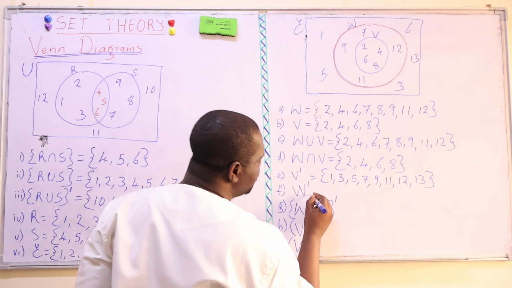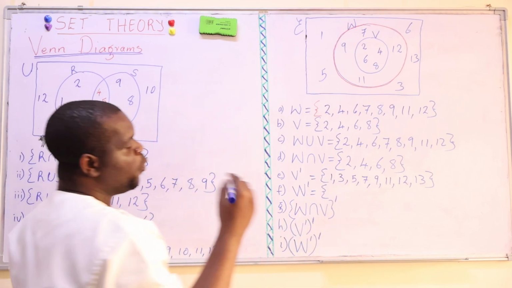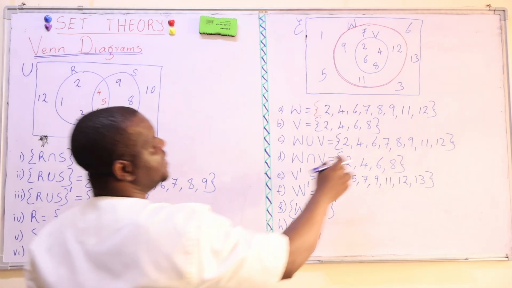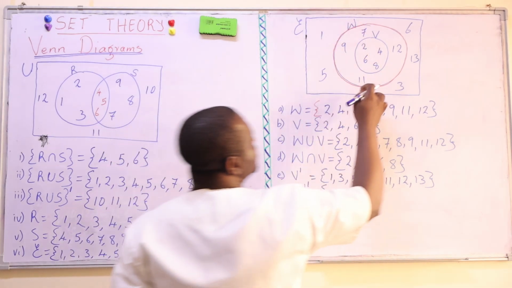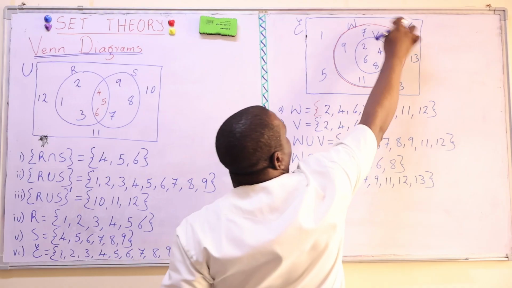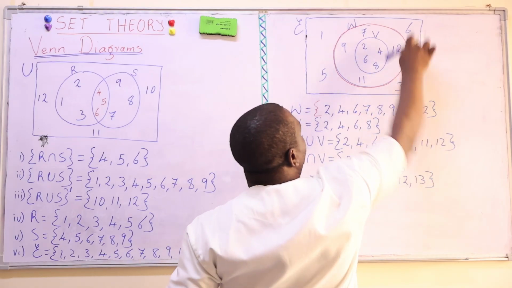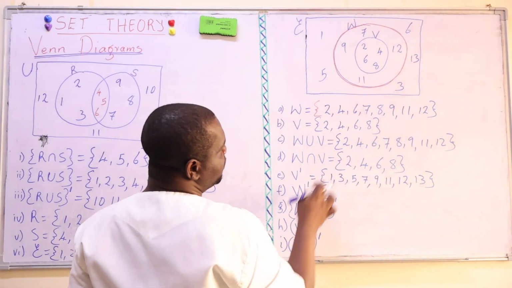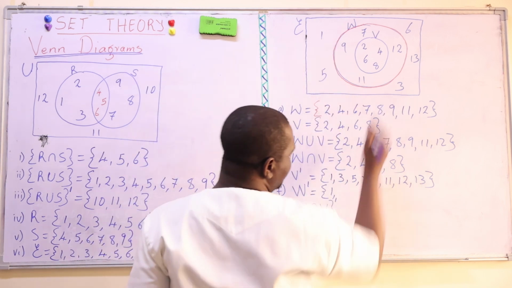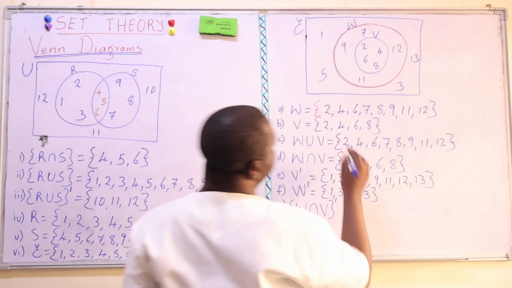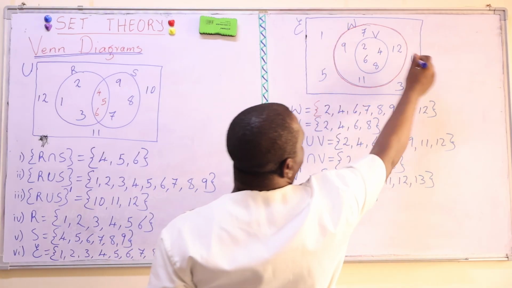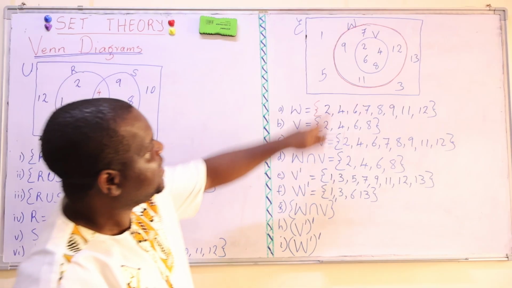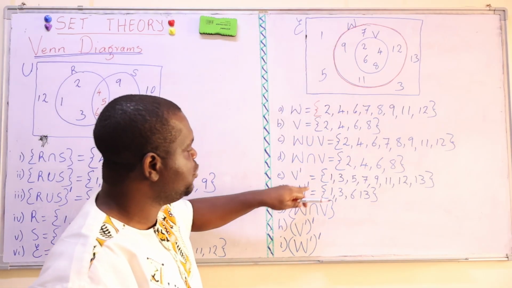Let's go to W complement. Which are those elements you can find in a universal set but not in W? So simply they're asking us for elements found outside of the red circle or set W. So which are they? We have 1, 3, 5, 13. So these 4 elements, 1, 3, 5 and 13, are not in the set W, and that makes W complement.